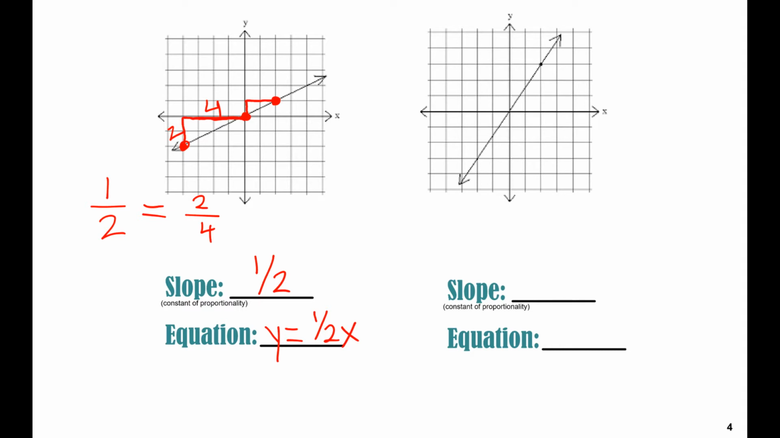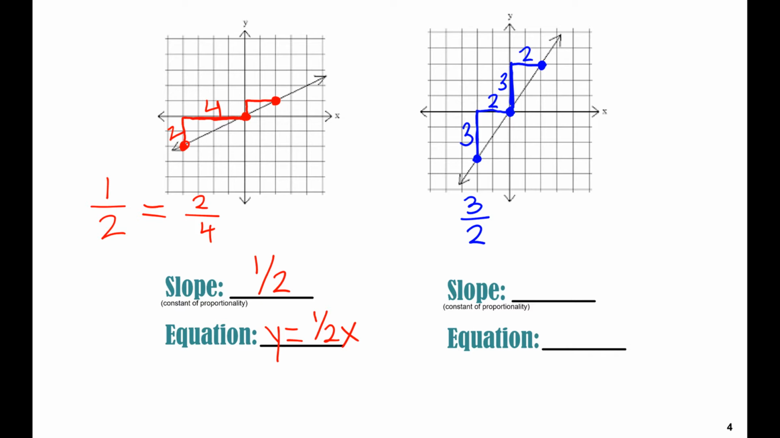Same thing over here. If I want to choose a couple points, I'm going to stick with my origin again. That's a nice one to use. I actually have a point right here that I'm given. I could also use this point, and you can see if I draw those stairs, it's going to look something like this. So my change up this direction is 3, and it goes over 2. Change up here is 3, and once again over 2. So that y over x is equal to 3 over 2.